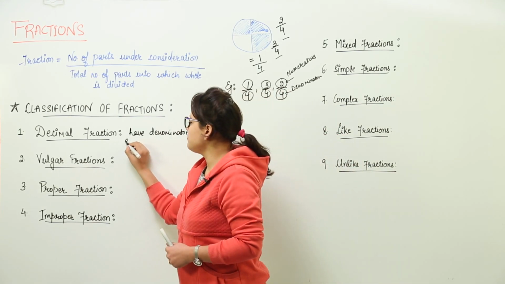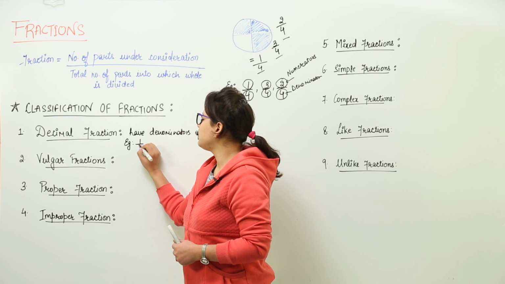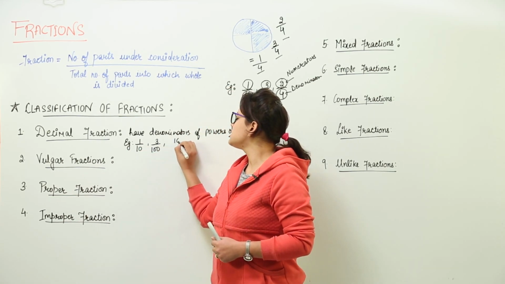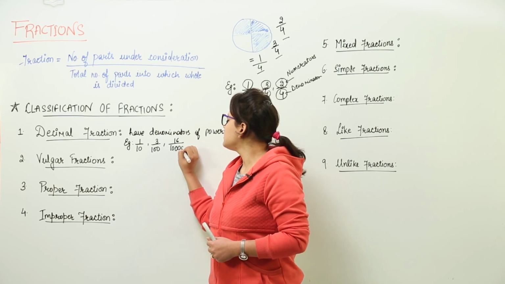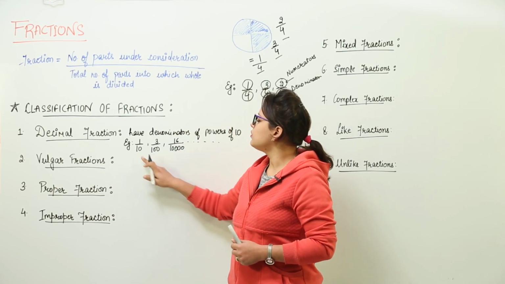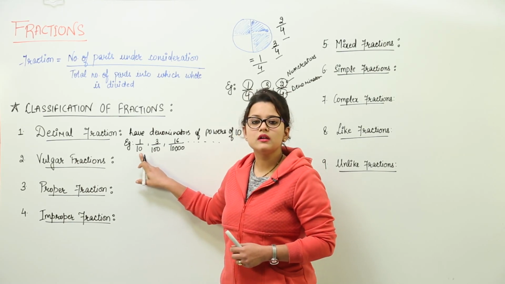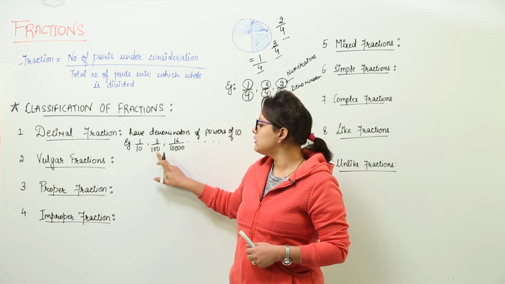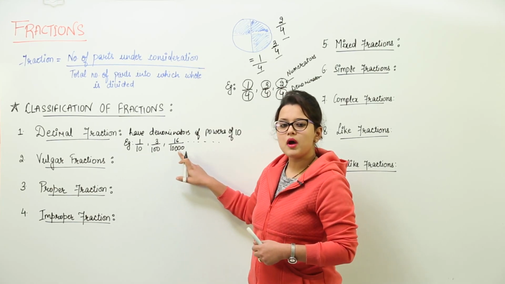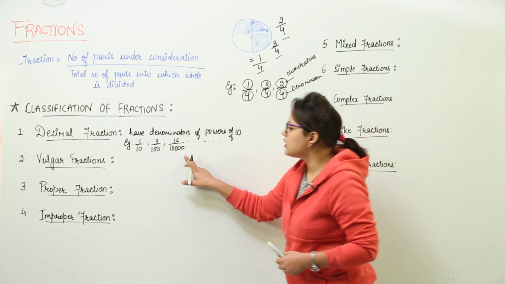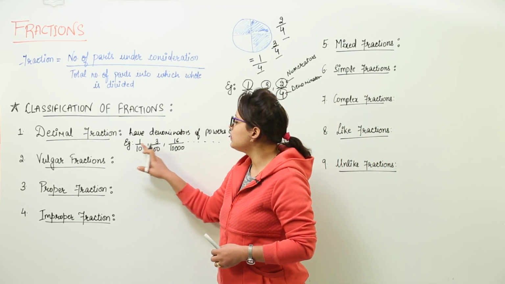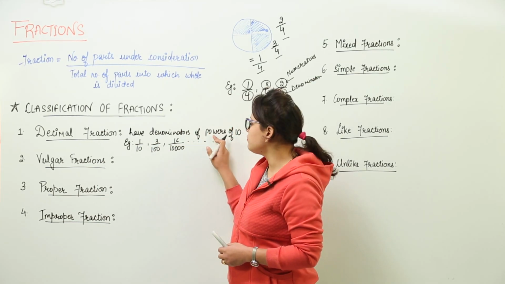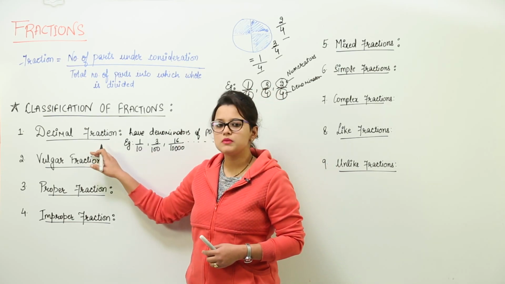That means the examples for this would be 1 by 10, 3 by 100, 16 by 10,000 and so on. Now, here you can see the denominators are in the powers of 10. Here the power of 10 is 1, here the power of 10 is 2, and here the power of 10 is 4. So, now you can see clearly that all these 3 fractions that I have given over here have the denominators as the powers of 10. So, these are known as my decimal fractions.